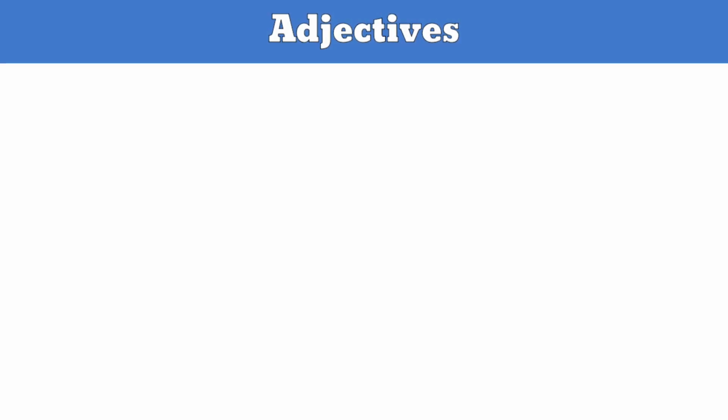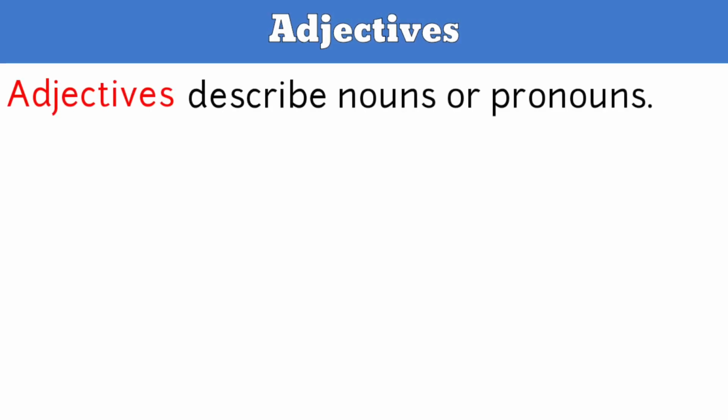Adjectives. Adjectives are words that describe nouns or pronouns. So adjectives, they give us more information about a noun or a pronoun. They modify a noun or a pronoun. For example, they can tell us the quality of the noun, or perhaps the type of noun.